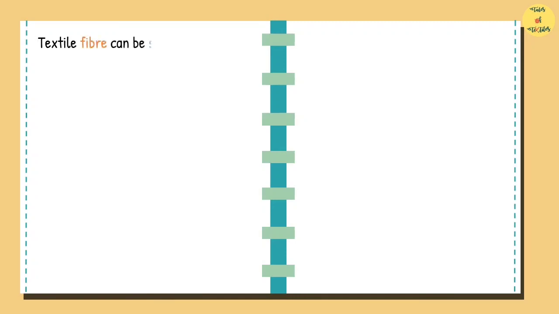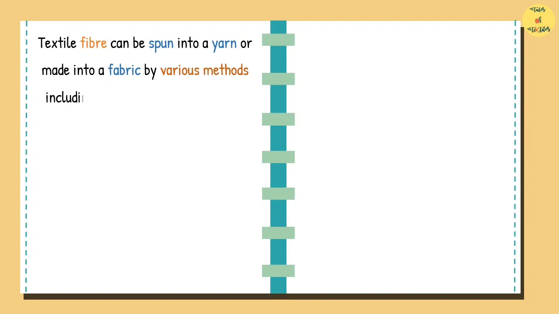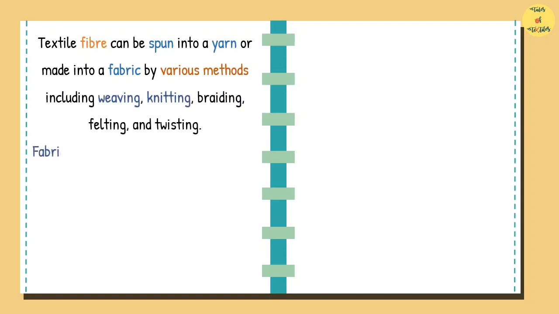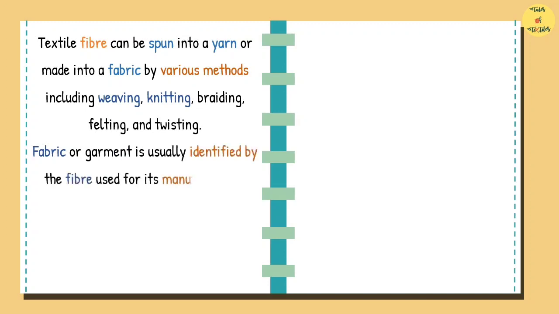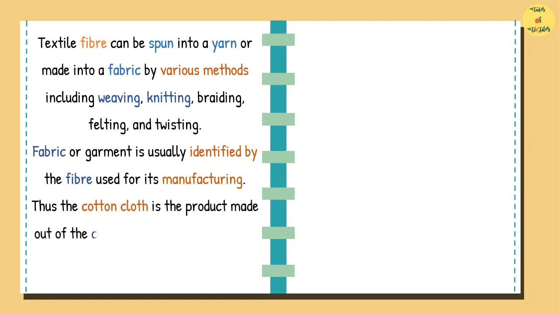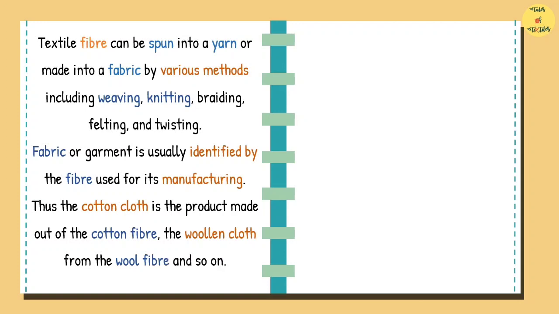Textile fiber can be spun into a yarn or made into a fabric by various methods including weaving, knitting, braiding, felting, and twisting. Fabric or garment is usually identified by the fiber used for its manufacturing. Thus the cotton cloth is the product made out of the cotton fiber, the woolen cloth from the wool fiber, and so on.